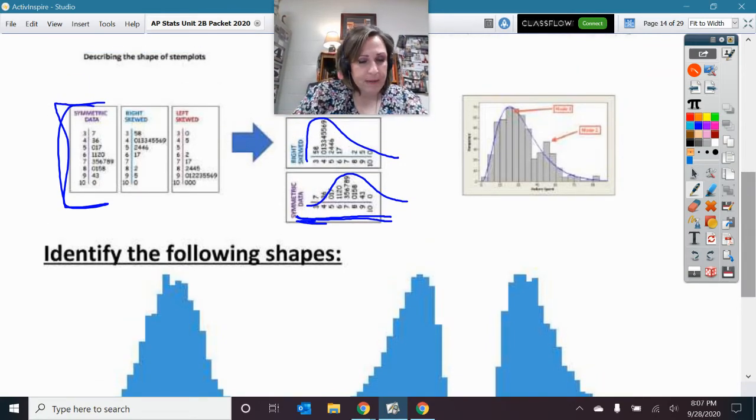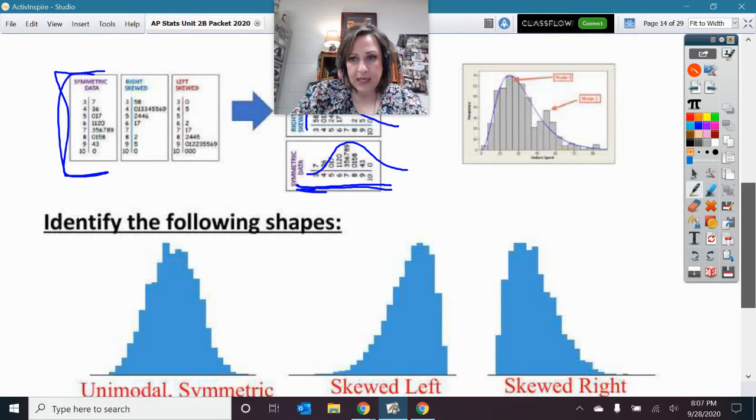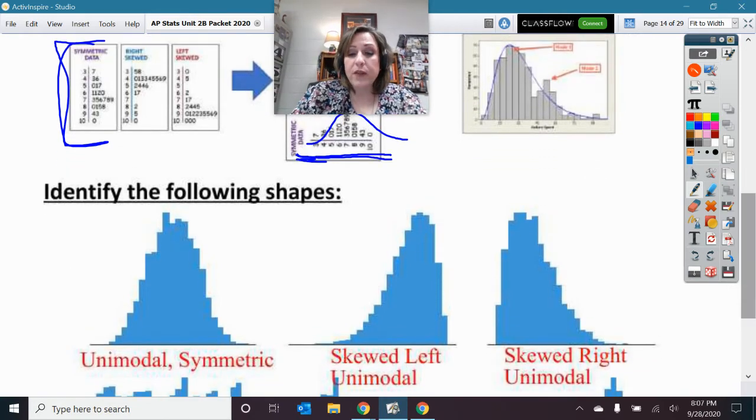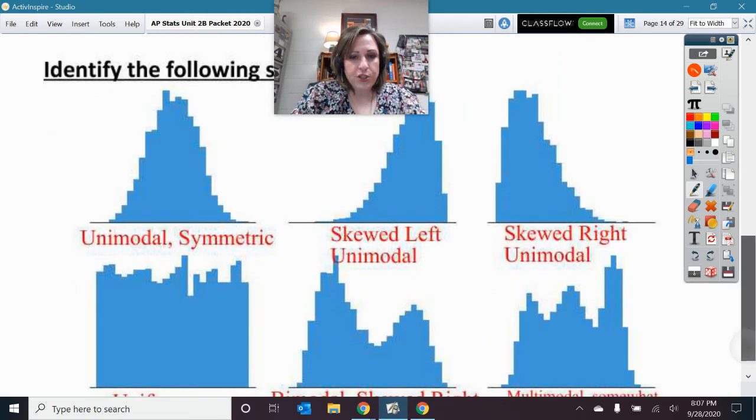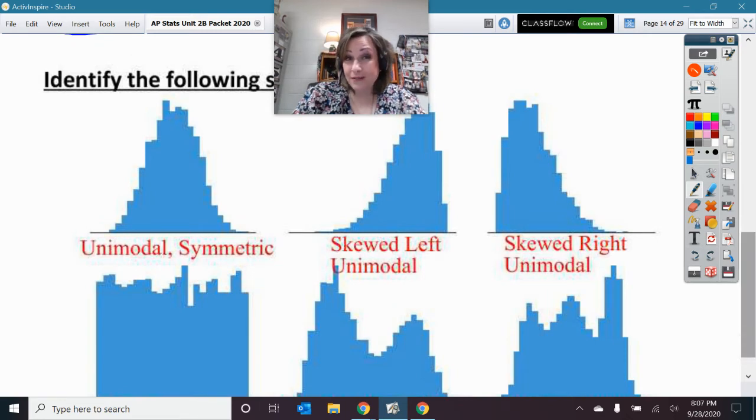Check real quick. What would you say about that first shape? The next two? I would say all three of those are unimodal, symmetric, skewed left, and skewed right. Okay, let's look at the bottom. What would you say about this one on the left?